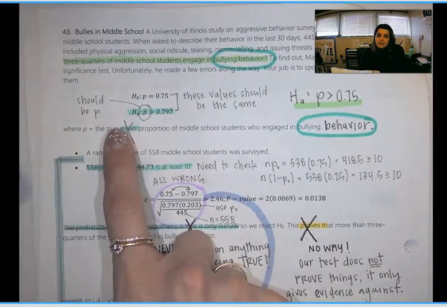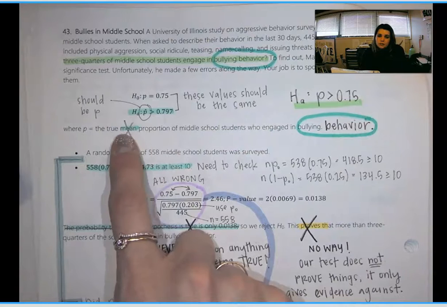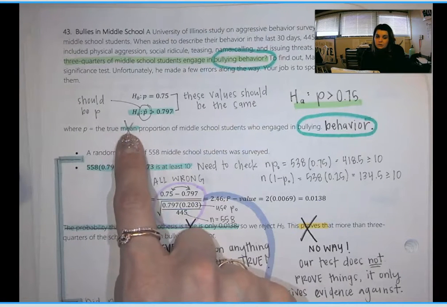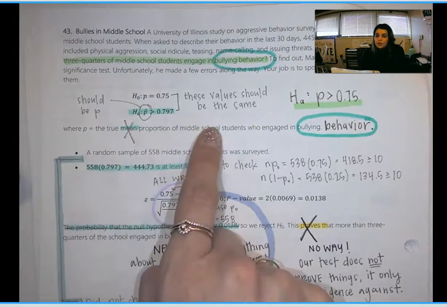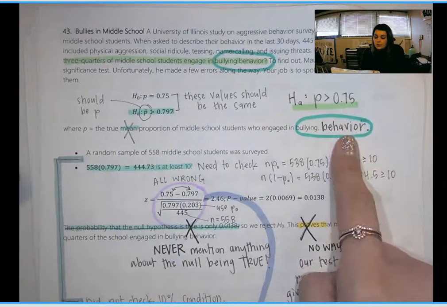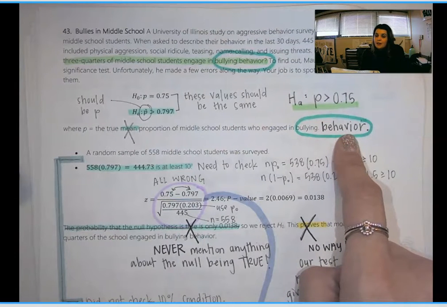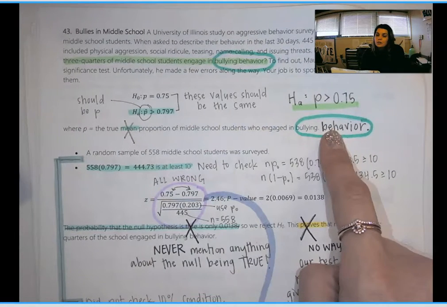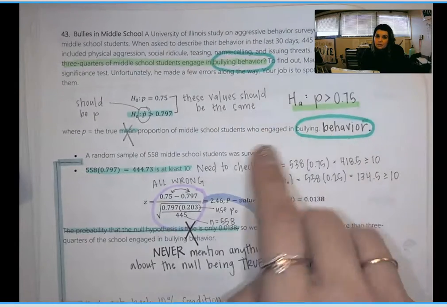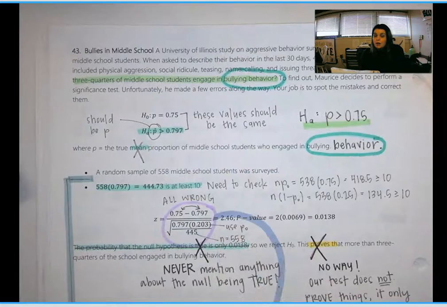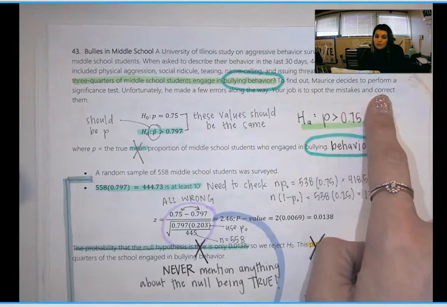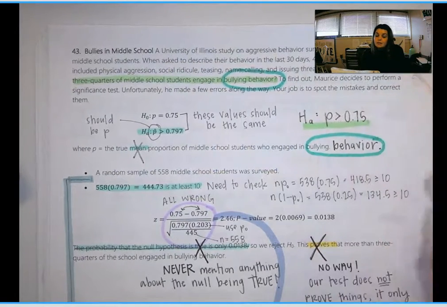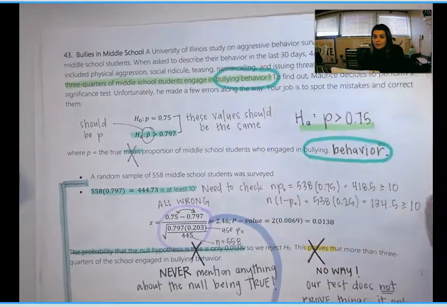Where P is the true mean proportion, you don't need the word mean. That doesn't make sense. So just the true proportion of middle school students. And then this was kind of a hard one to catch, but that engage in bullying behavior. The correct thing to write there is bullying behavior. Make sure that, if you didn't catch these, you're adding them in and correcting them, because up here, notice it says correct the mistakes. So you need to correct them as well as identify them.